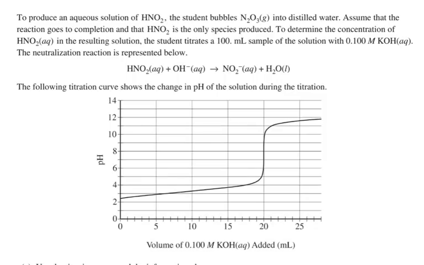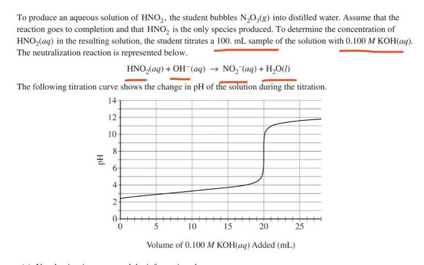To produce an aqueous solution of nitrous acid, the student bubbles N2O3 into distilled water. Assume that the reaction goes to completion and that HNO2 is the only species produced. To determine the concentration of HNO2 in the resulting solution, the student titrates 100 milliliters of the sample with 0.1 molar KOH, and here's a neutralization reaction. HNO2 and OH, because the potassium is a spectator, and we're going to get NO2 minus and H2O.